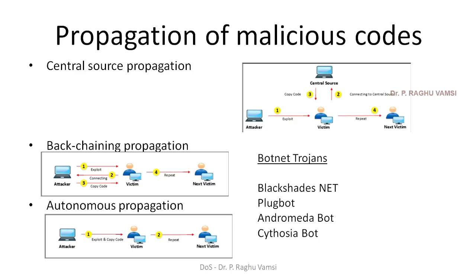Next one is backchaining propagation. In backchaining propagation, the attacker first will try to exploit the victim. Whenever the victim is connected, which is a straightforward approach, the victim machine will be connected using a reverse shell. Whenever it is connected to the attacker, then the code may be copied onto the victim machine.